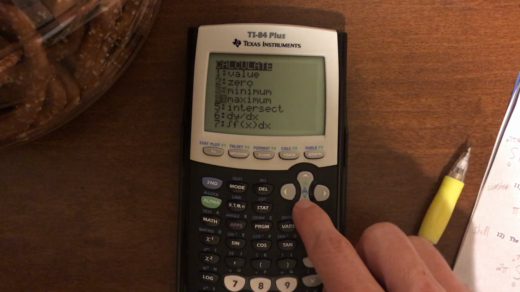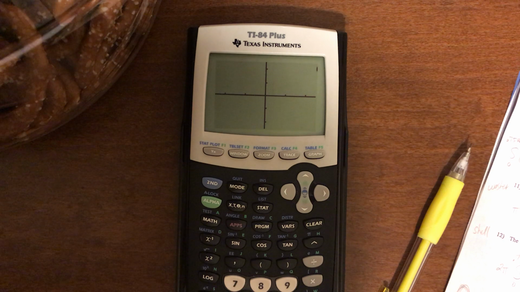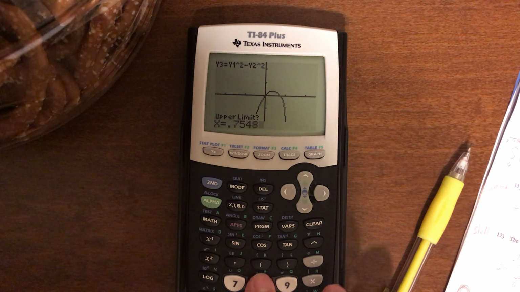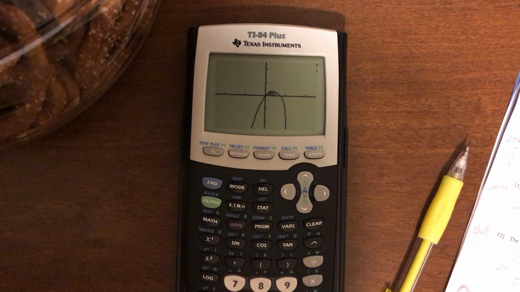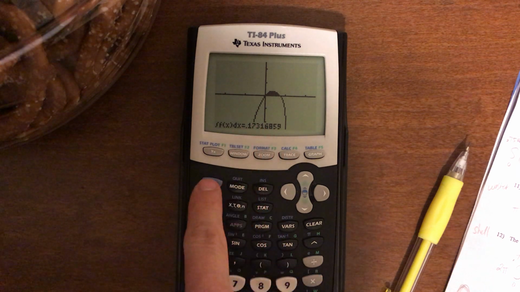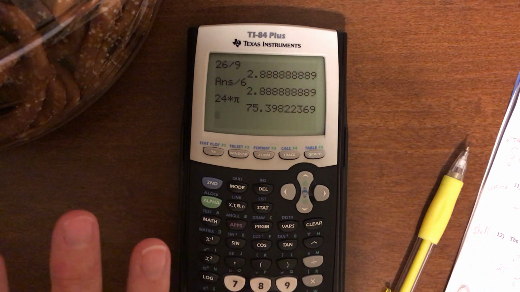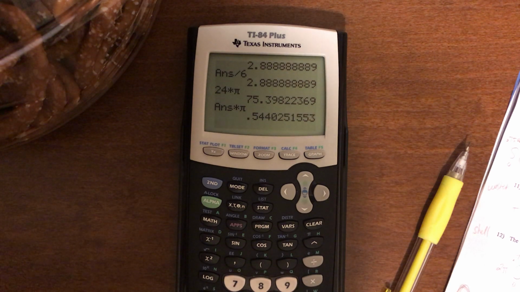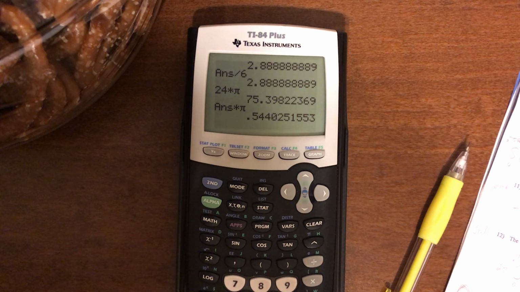So second trace, I'm going to go down to number 7 and integrate. I'm going to pick my lower limit and my upper limit. My lower limit was 0. My upper limit was 0.754878. So that's my answer of my integral. But remember, I still want to take that and multiply it by pi. Since it's already programmed in my calculator, I'm just going to go second, quit, go back to my regular calculator screen, and multiply that answer by pi. And I get 0.544, which is the correct answer, all using my calculator.